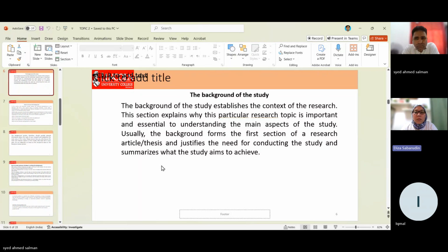Number 3 is research objective. I will list out the aims to achieve in a short paragraph, or can use bullet points also. Number 4 is research question. I will include the key questions that my research will try to answer. Number 5 is significance of the study. I will explain who will benefit from my research, and I will state how my findings can be useful. Number 6 is scope and limitation.